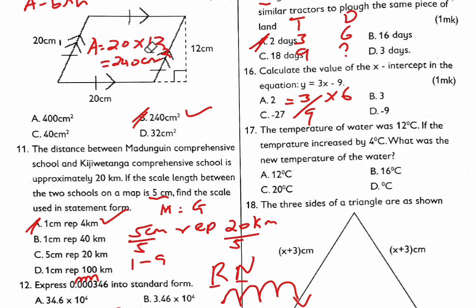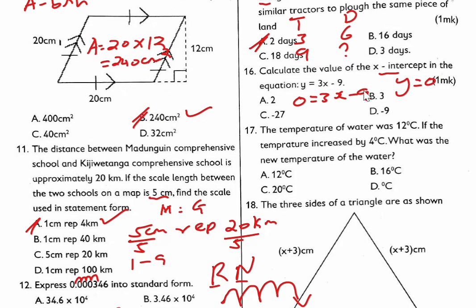Number 16, on equation of straight lines. Calculate the value of the x-intercept in the equation below. y is equal to 3x minus 9. So again, when you hear x-intercept, this is when y is equal to 0. The y-intercept is when x is equal to 0, and the x-intercept is when y is equal to 0. So here we have y in this equation, you put 0. So you put 0 is equal to 3x minus 9.